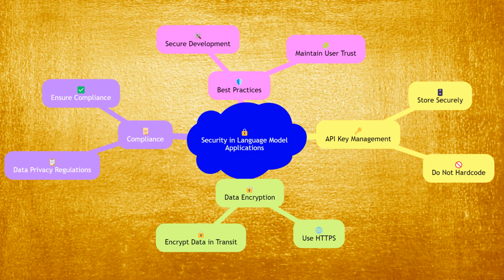When consuming a language model from a client application, security is a critical concern. This includes securing your API keys, encrypting data in transit, and ensuring that your application adheres to best practices for data privacy. API keys should be stored securely and not hard-coded in your application. Data sent to and from the language model should be encrypted using HTTPS. Additionally, you should be aware of any data privacy regulations that apply to your application and ensure compliance. Security considerations are essential for protecting sensitive data and maintaining user trust.